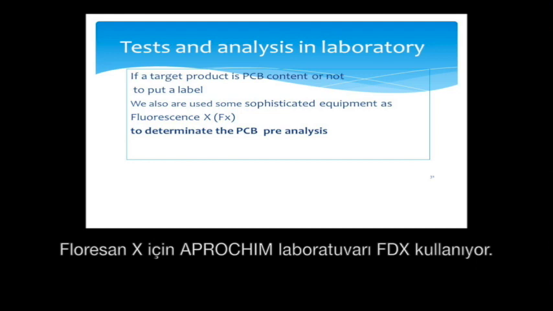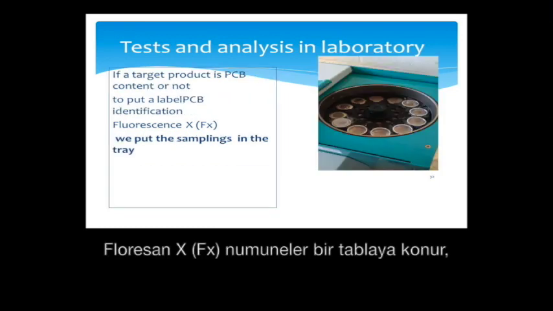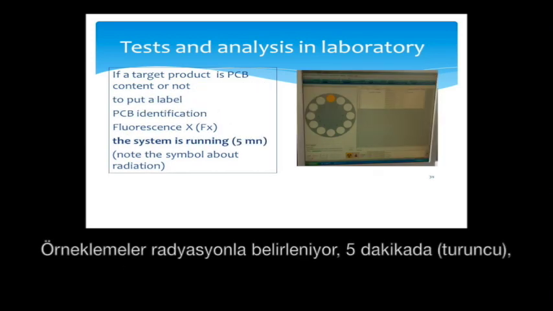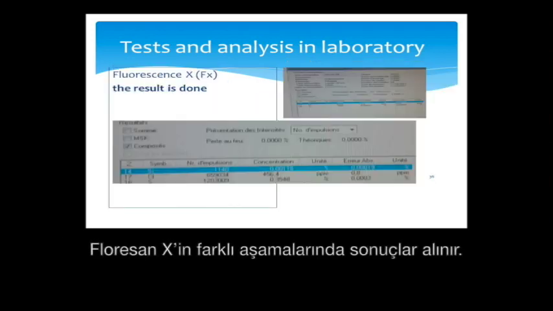Approaching laboratory use, we use XRF, X-ray fluorescence, to determine the PCB pre-analysis. For the fluorescence X, we put the sample in the tray. The system is starting; note the symbol of radiation. The samples are identified by radiation running 5 minutes, orange, then 5 minutes, green. It's a different step of the fluorescence, and the result is done.